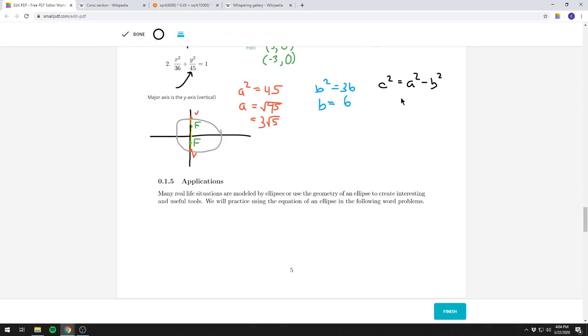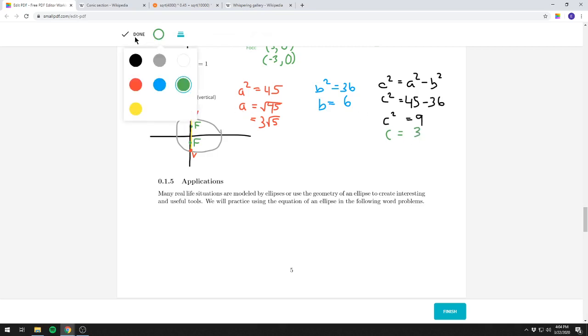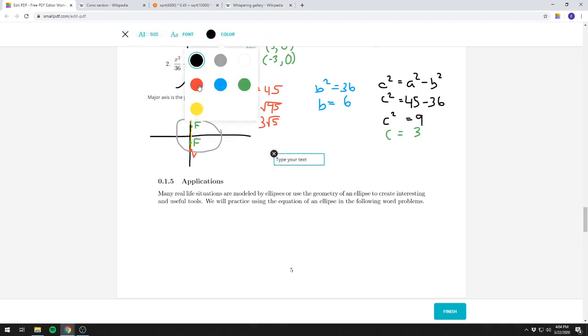Well, let's go ahead and plug it in. A squared is 45. B squared is 36. And 45 minus 36 is 9. C squared is 9, and then do the square root, and we get that c equals 3. And now once we've got a, we know exactly the coordinates of the vertices. Once we got c, we know the coordinates of the foci.